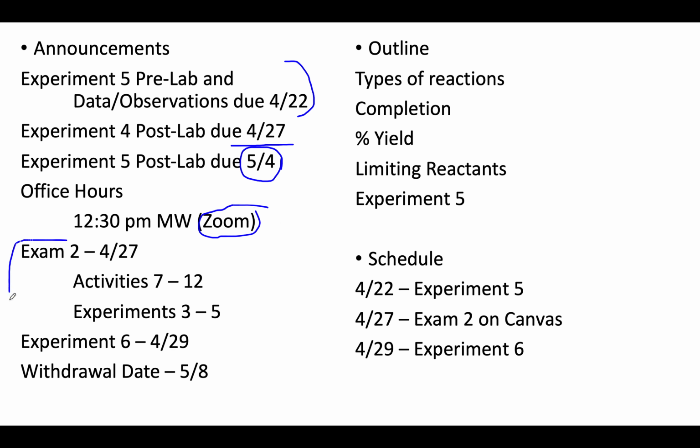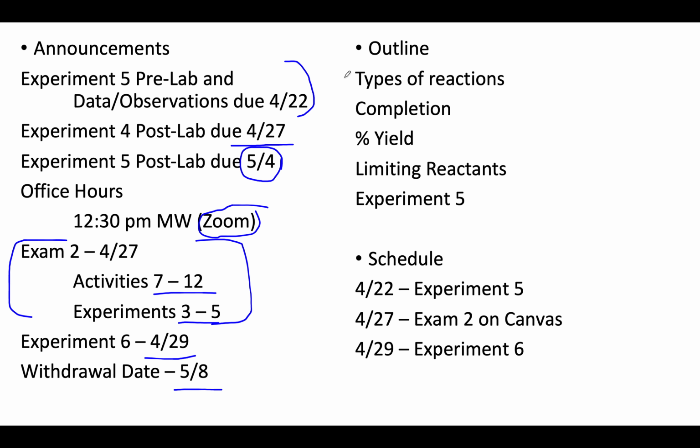Another check-in is exam 2. This exam will be on Canvas, covering activities 7 through 12, experiments 3 through 5. So I need to make sure after that quiz that you're comfortable using Canvas and ready to go for the exam on the 27th. Then it doesn't stop, people. Experiment 6 is April 29th, and then not long after that is the withdrawal date if you're considering that.